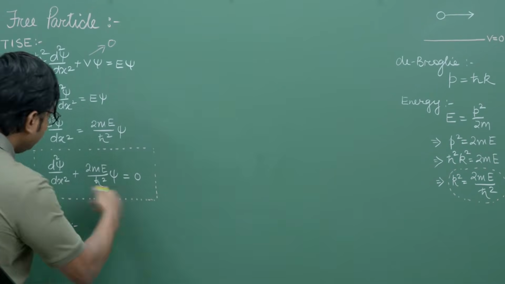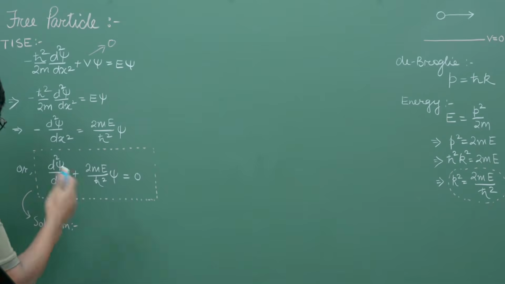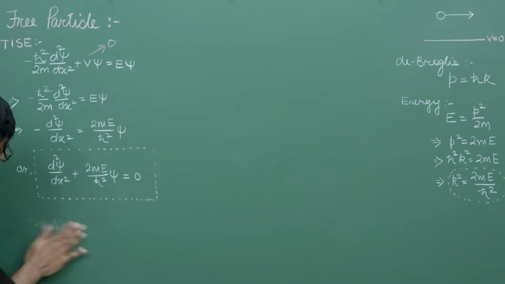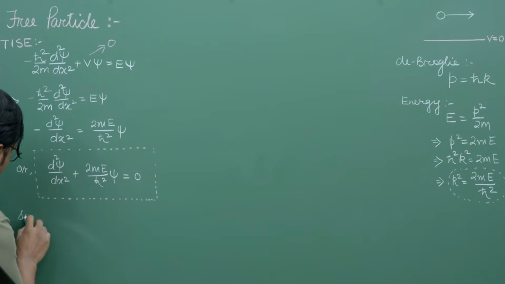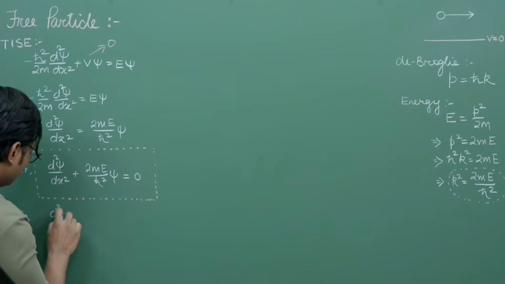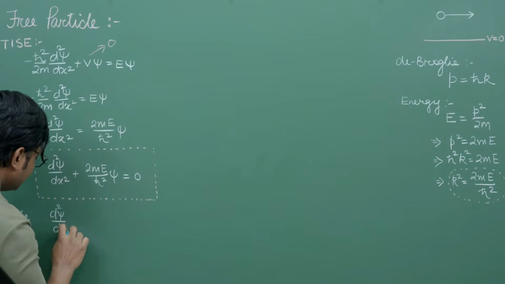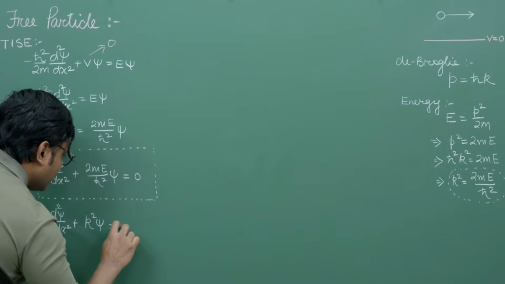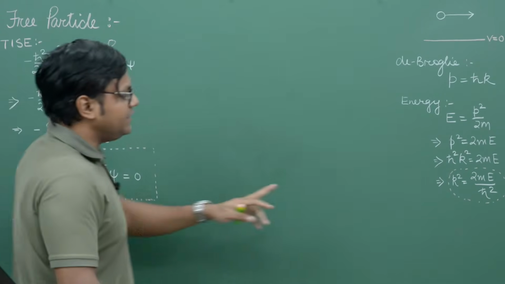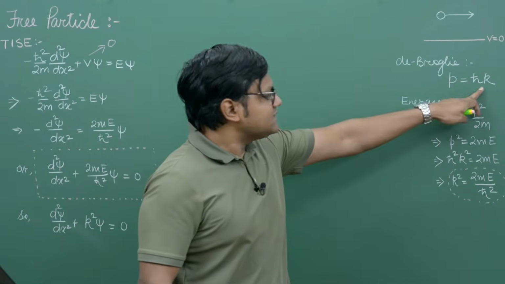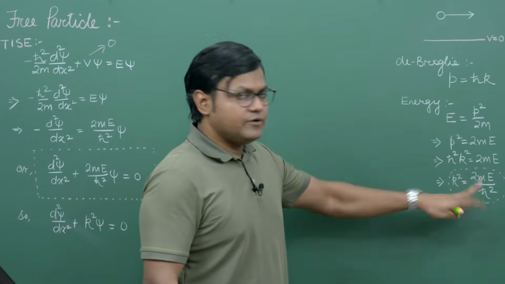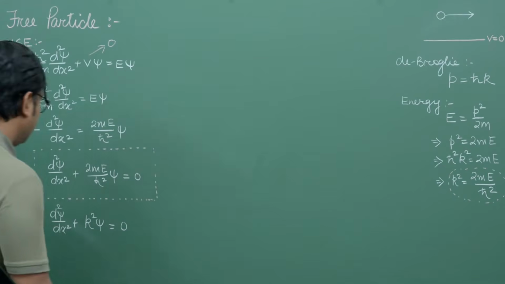So I can rewrite the differential equation in a slightly different manner. Let me just rub this for the time being. This differential equation can be rewritten as d2 psi upon dx2 plus k square psi is equal to 0. Now you do realize what k here is, right? k is nothing but the wave number, and it is related to the momentum and therefore related to the total energy of the particle.